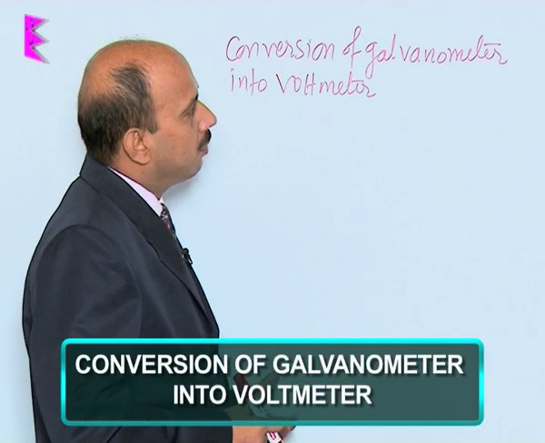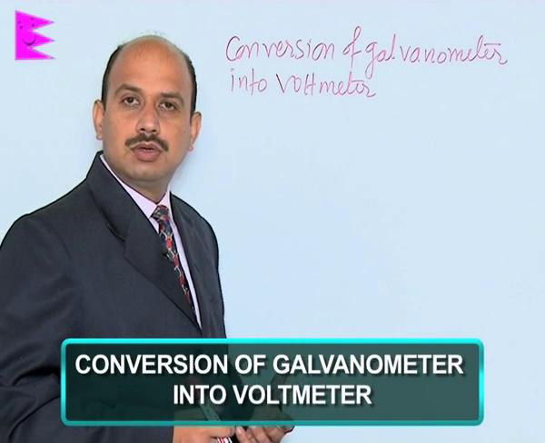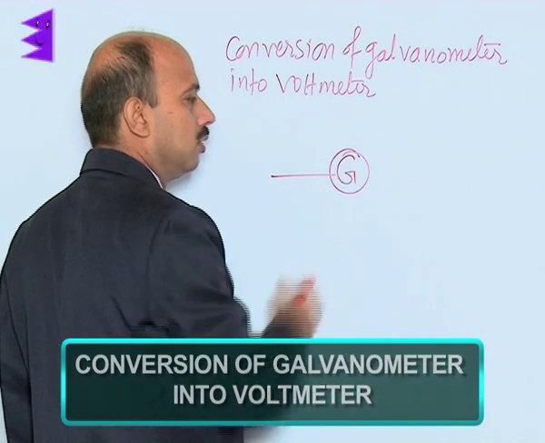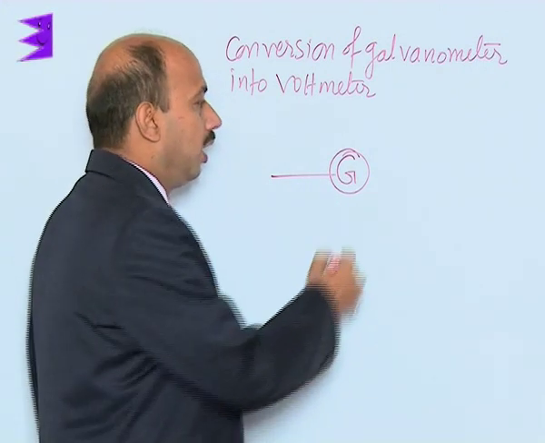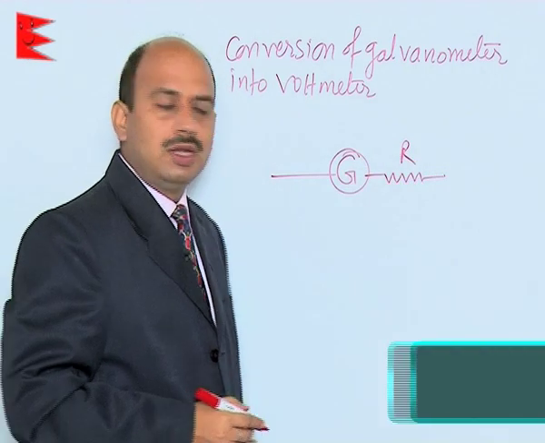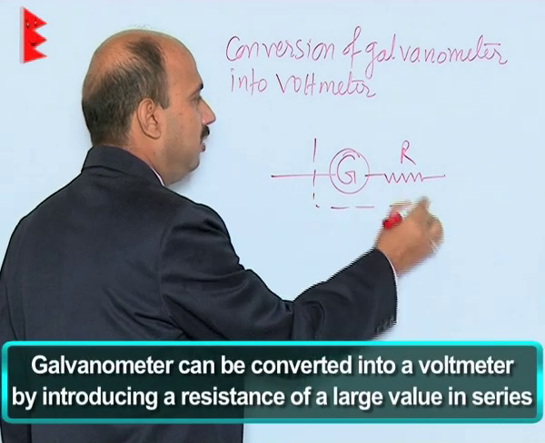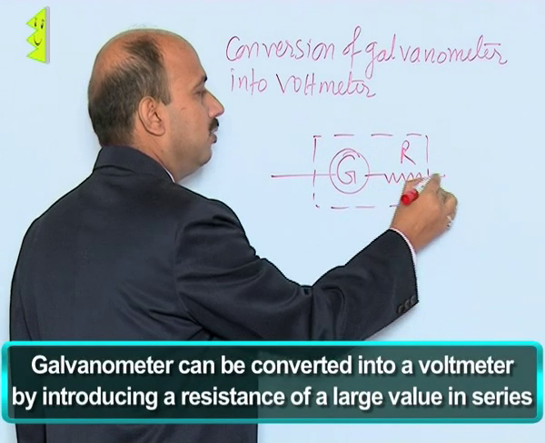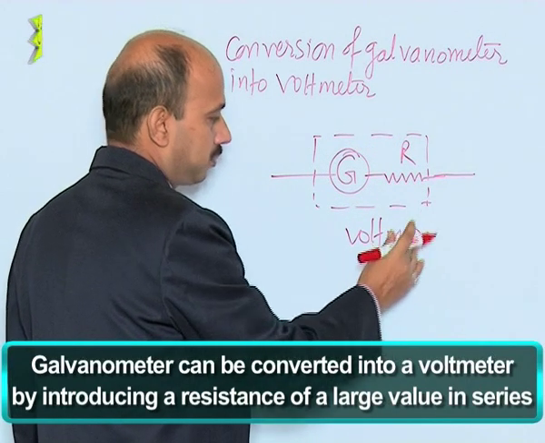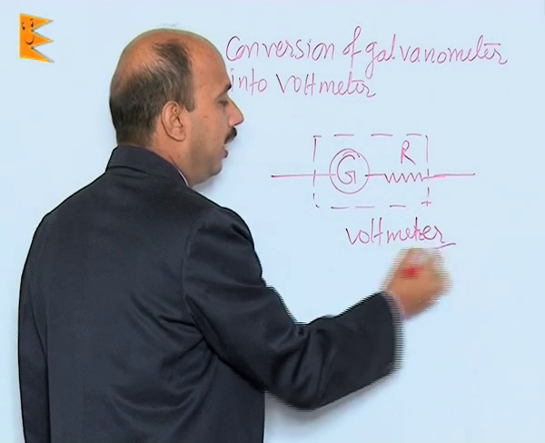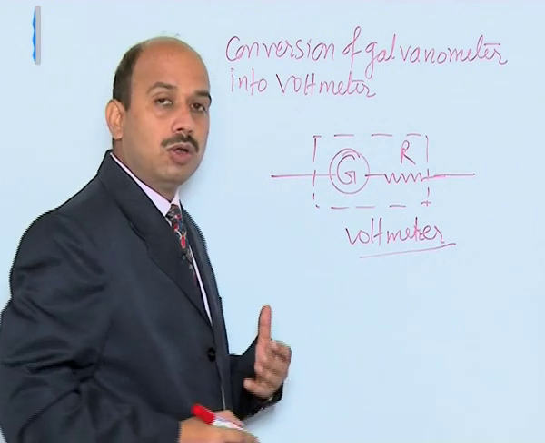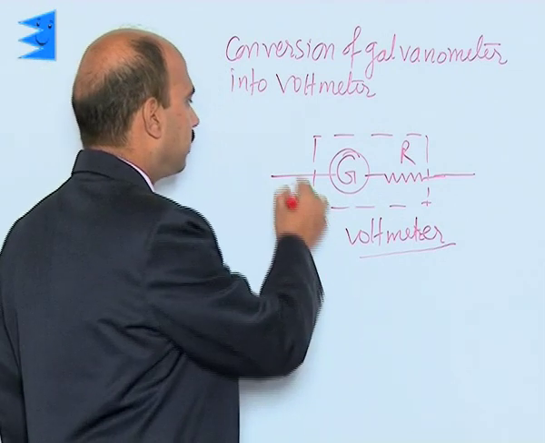So now see conversion of galvanometer into voltmeter. For this, if you have taken a galvanometer of resistance G and you connect a very high resistance R here, the total resistance of this combination has increased to a large extent and this device is known as a voltmeter. So see here, an ideal voltmeter should have infinite resistance because it should not allow any flow of current through it.